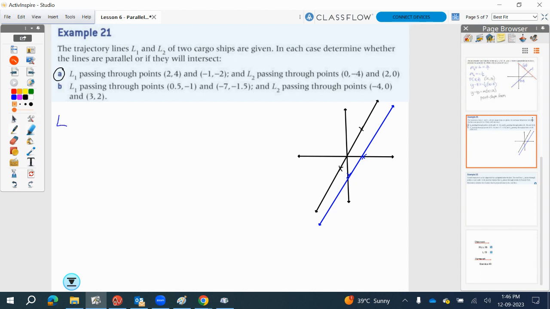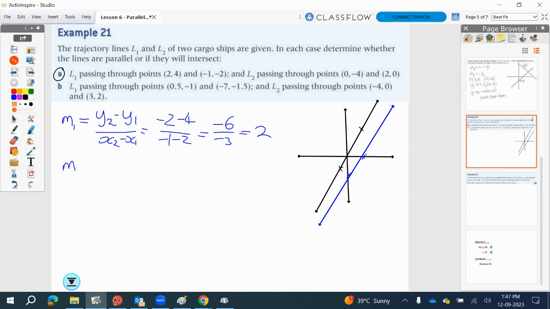So let's go for line 1. We call that M1. M1 is equal to, we'll use the gradient formula, y2 minus y1 over x2 minus x1. That will give us -2 minus 4 over -1 minus 2. So -6 over -3. Why is it +2? Because 2 negatives make a positive. So that's the gradient of the black line. Let's try the other line. We have to come up with the same number.